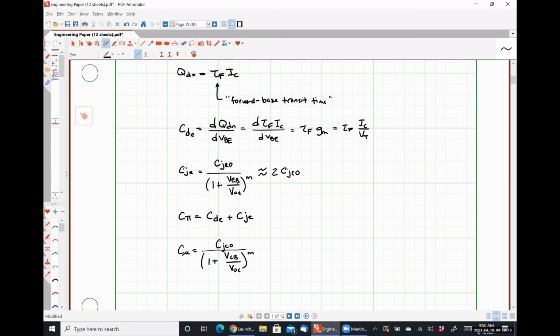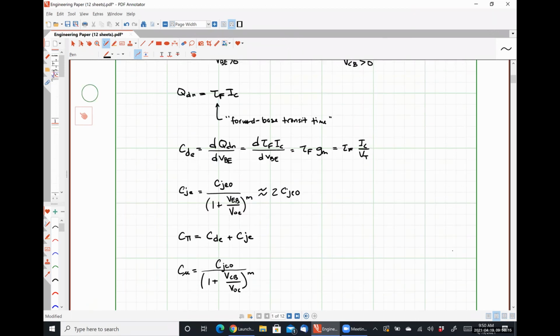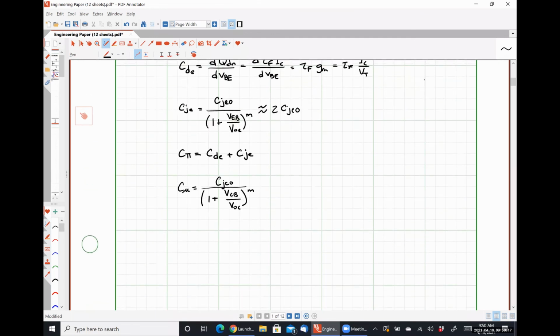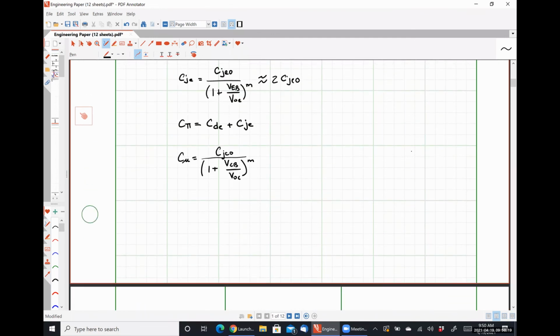And then our final capacitance, we can't actually see based on this diagram, so I'm going to draw another quick one real quick. All right, so let's say that we're looking at a cross-sectional view of a silicon substrate over which a BJT has been created. So here we have our emitter.